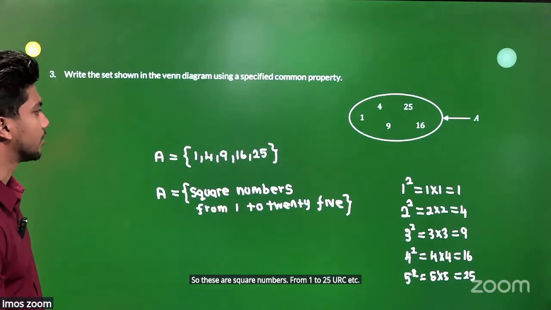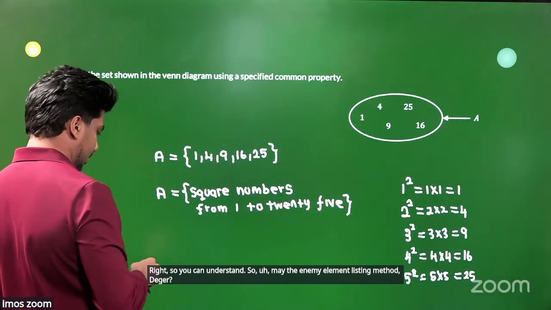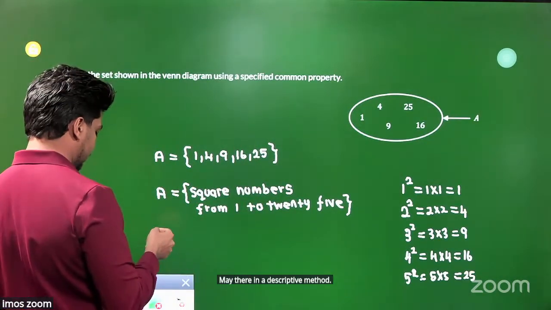Right, so you can understand. Square numbers less than 27, it's okay. This is the element listing method, and this is the descriptive method. They are asking for the descriptive method.